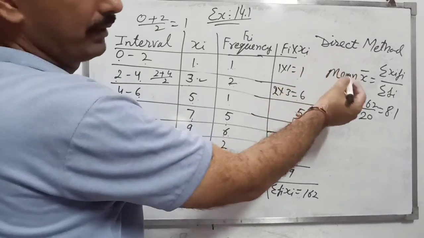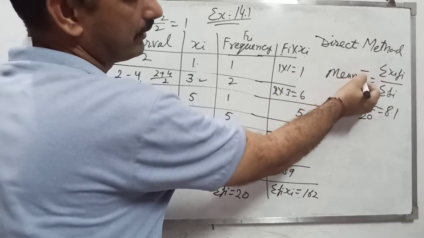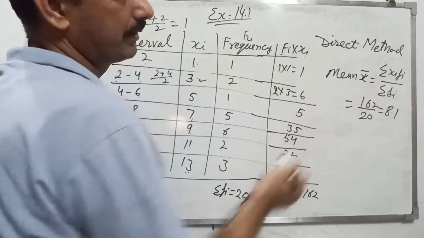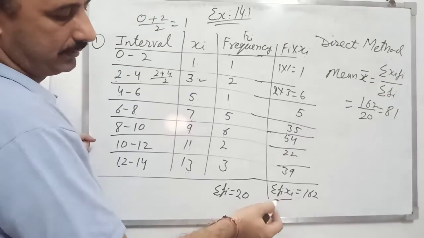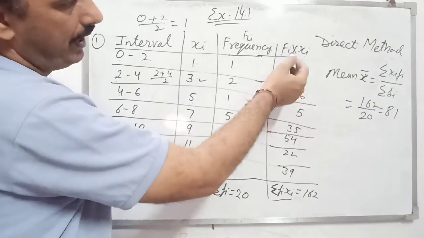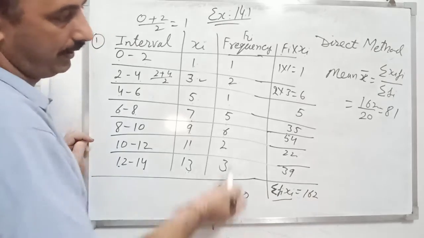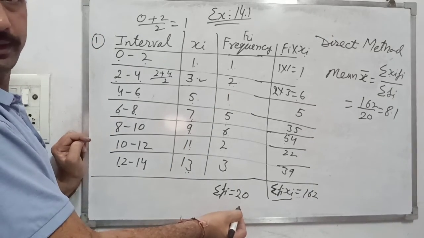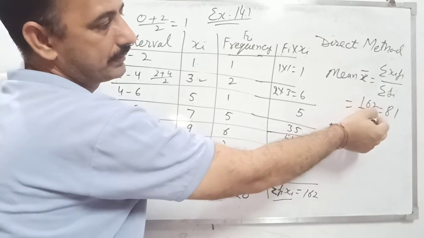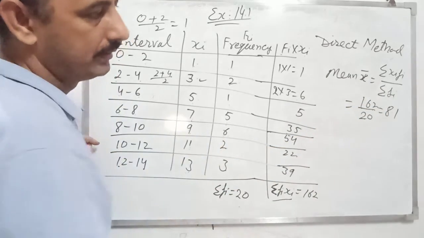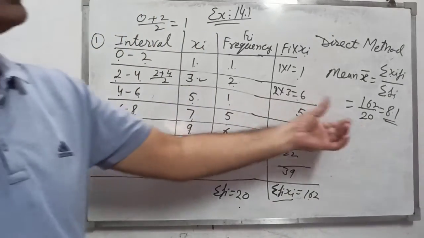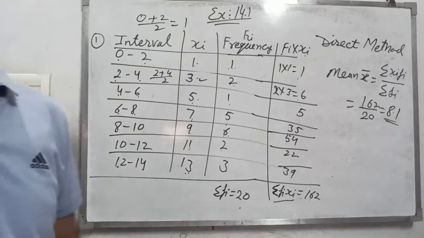In the direct method, the mean, denoted by x bar, is equal to the summation of xi fi divided by the summation of fi. Summation denotes the sum, right? The sum of xi fi is 162 and the sum of fi is 20. So 162 divided by 20, the answer is 8.1. So 8.1 is the mean of the given data, right?